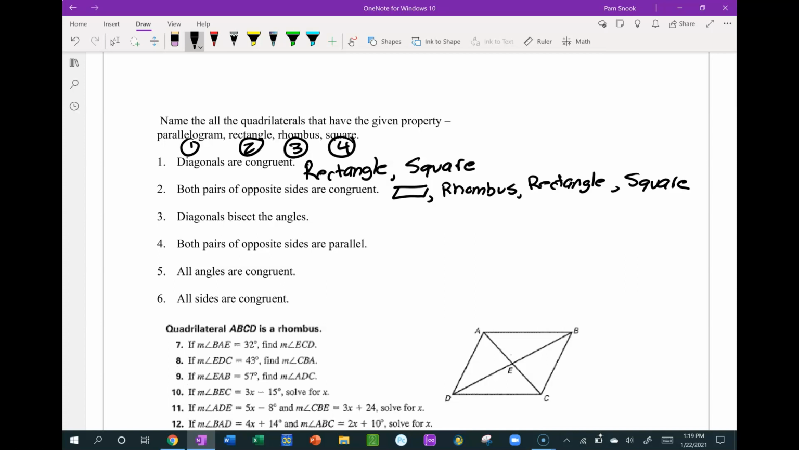Diagonals bisect the opposite angles. You should be telling me rhombus. Who else is a rhombus? That's right, a square. Both pairs of opposite sides are parallel. Well, that's true of a parallelogram. And guess what? A rhombus is also a parallelogram. So is a rectangle. So is a square.